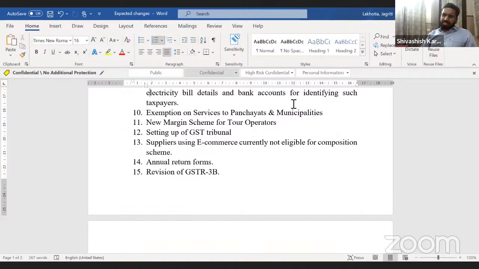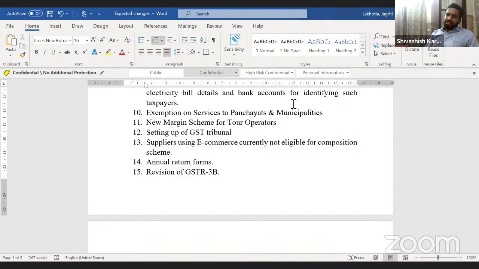Another thing: section 10 currently says that composition dealers supplying through an e-commerce operator are not eligible for the composition scheme. That is being considered to be taken up so that more small taxable persons come into the picture and are allowed the composition scheme, because many taxable persons are supplying goods or services through e-commerce operators.